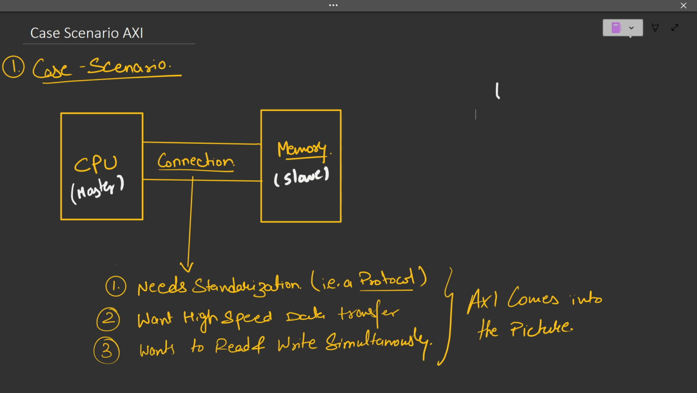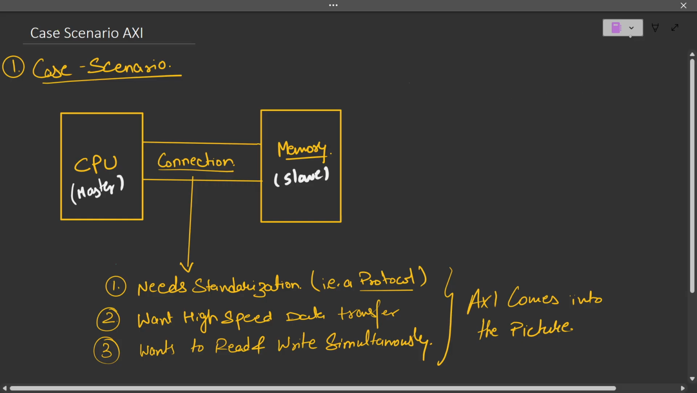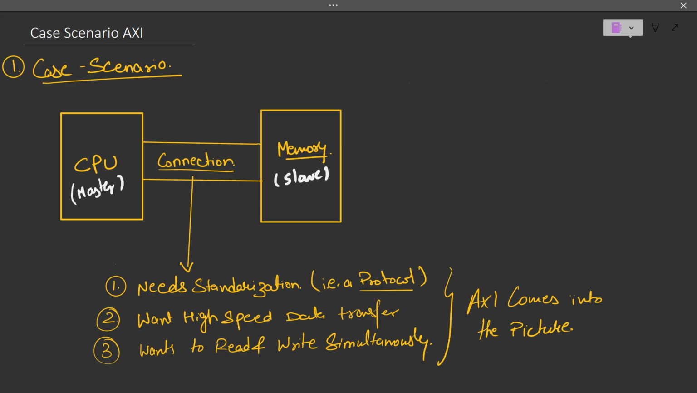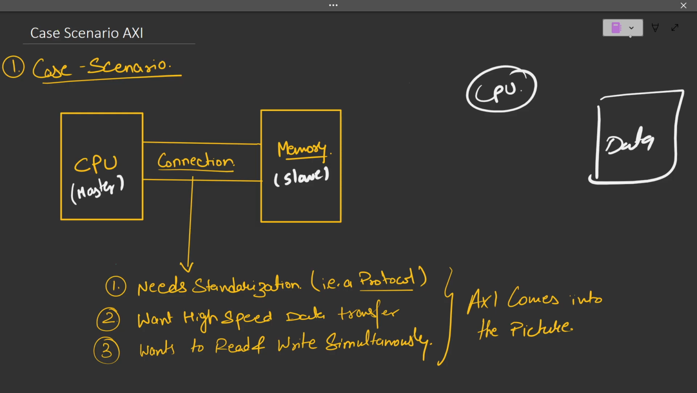So when we say the standardization of signals, exactly we are talking about a protocol or a set of rules which will be followed during the transaction. So I need one standard protocol. Second, my need is I want a high speed data transfer from CPU to memory. The memory contains a lot of data and the CPU wants to process this data.